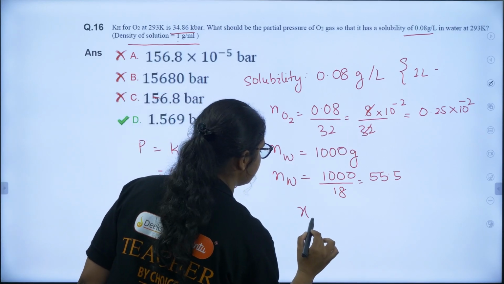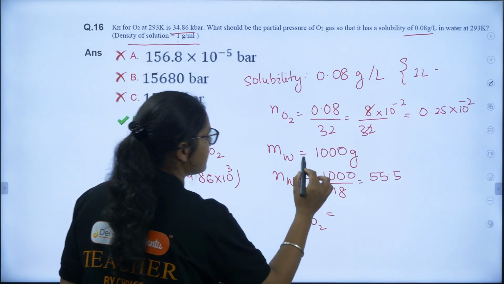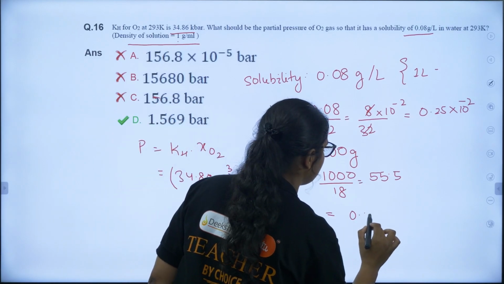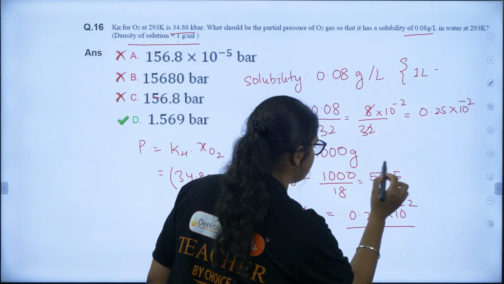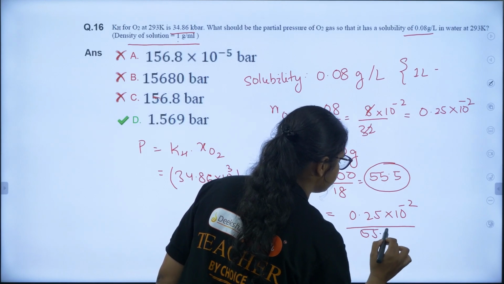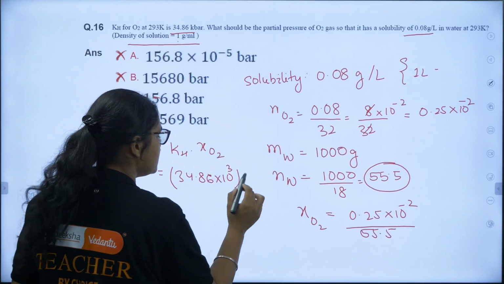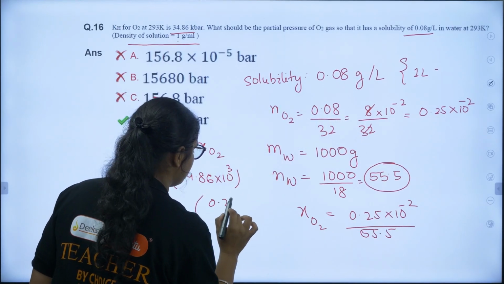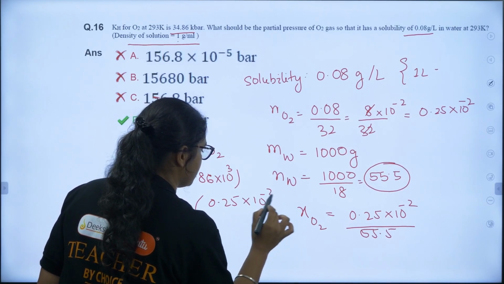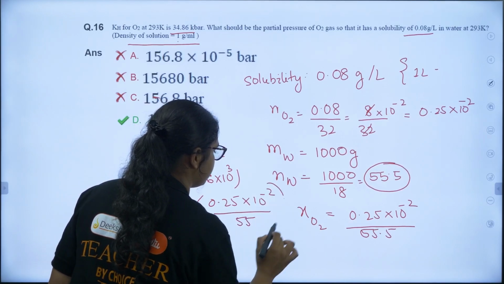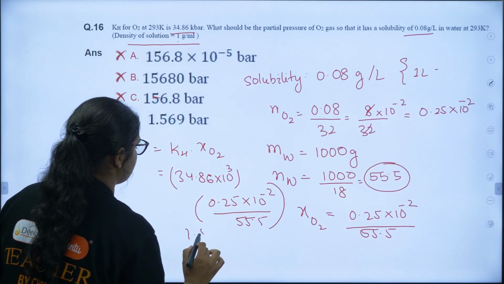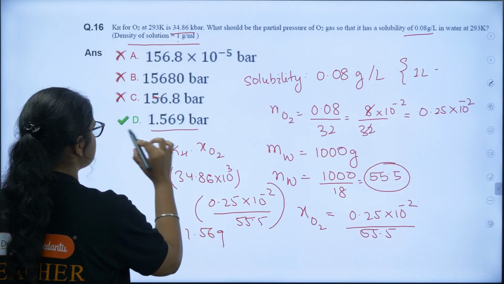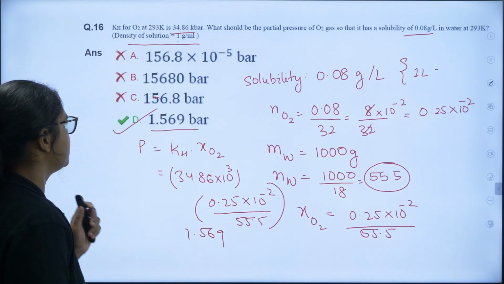Let us write down here, mole fraction of O2 will be number of moles of O2, that is 0.25 into 10 to the power of minus 2, whole divided by, you can take this one as the moles value because this is a very small value. So we can write 0.25 into 10 to the power of minus 2 divided by 55.5. Okay, so now if you solve this, the value you will be getting is around 1.569. The correct answer for this question will be option number D.